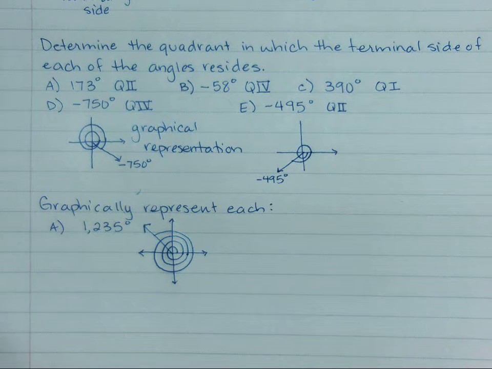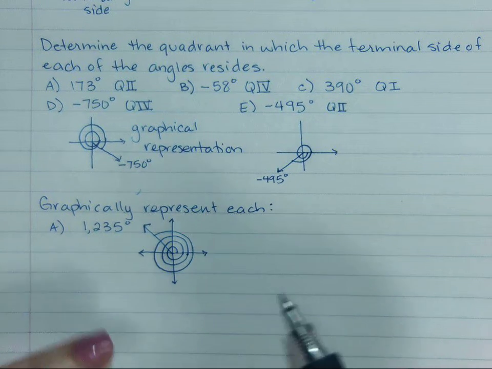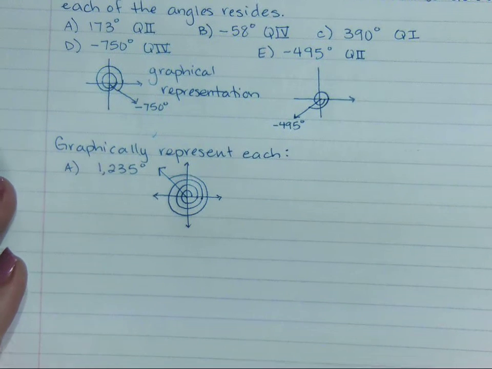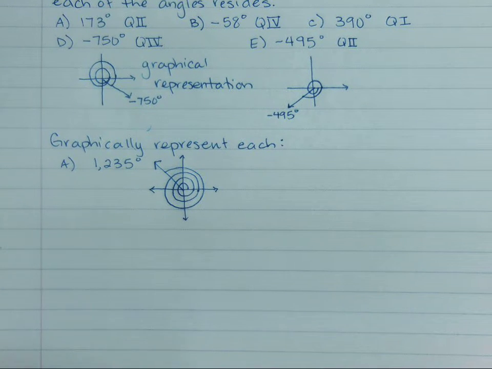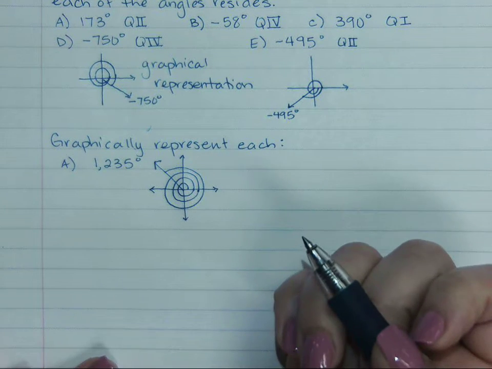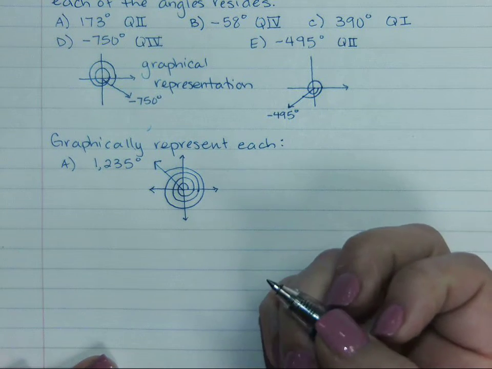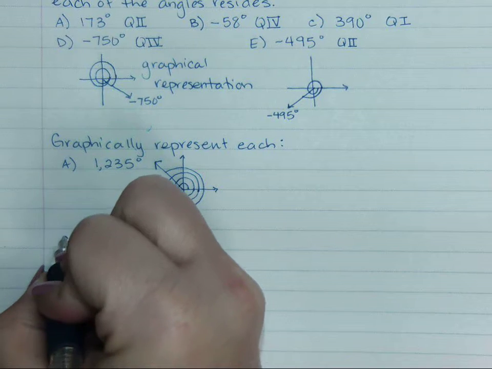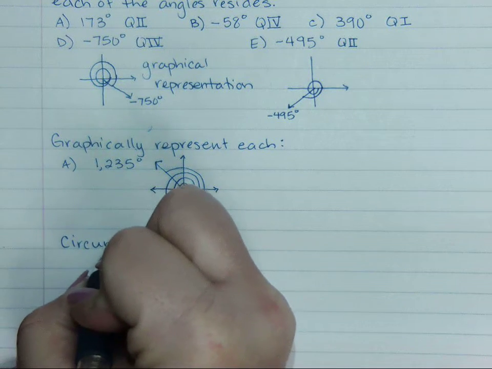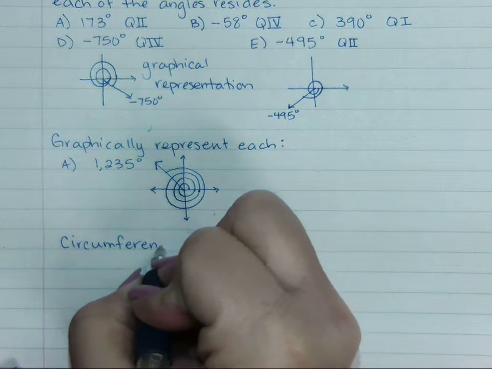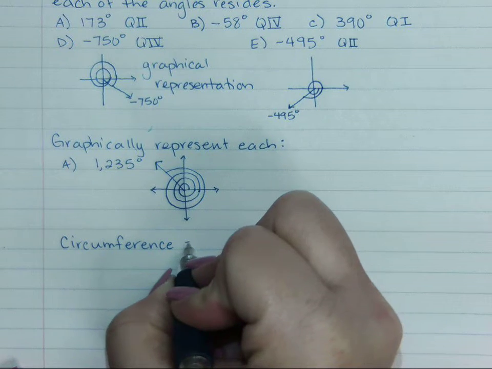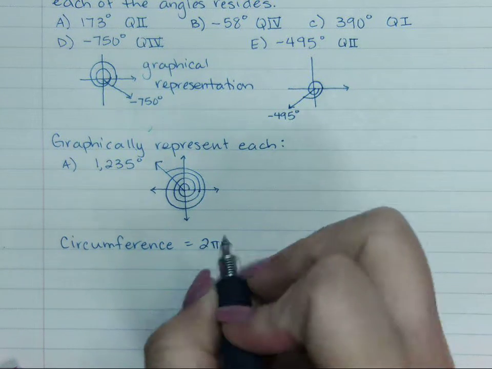Now each of our degree measurements also has what we call a radian measurement. Just as you can convert different lengths into, say, inches, feet, and so on, we can convert degrees to what we call radians. Think about the circumference of a circle. The actual formula for the circumference of a circle is 2 pi times the radius.